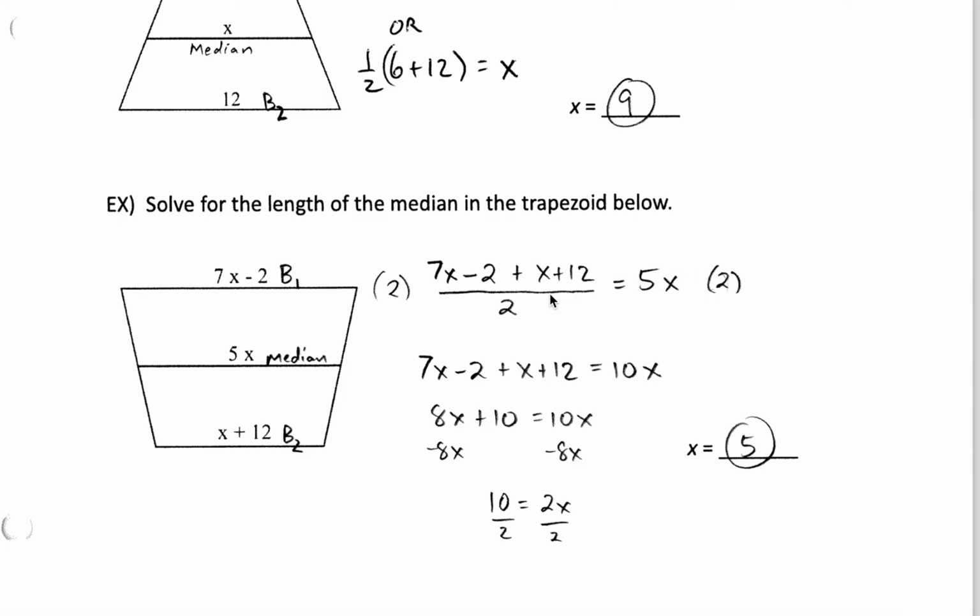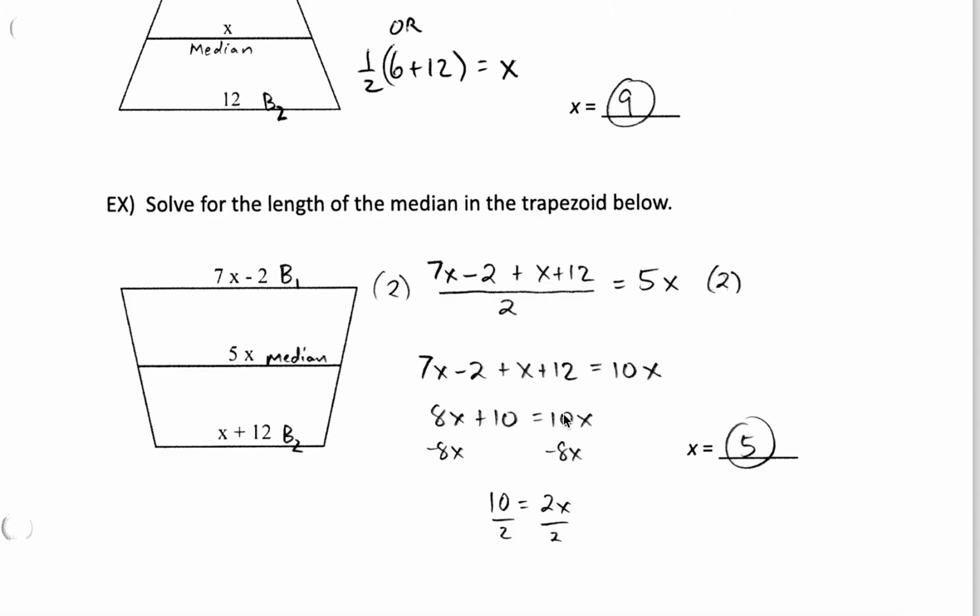One way that we could solve this is we could undo our division of 2 by multiplying both sides by 2. It's always nice to get rid of a fraction. You could have also combined like terms on top first and then multiplied both sides by 2. That's fine. I chose to multiply both sides by 2 and then combine like terms on top. So 7x and x is 8x. Negative 2 and 12 combine to give me 10.